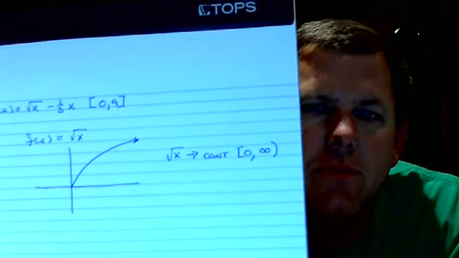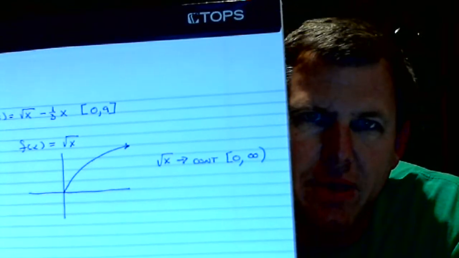So, the square root of x is continuous on the closed interval starting at 0 and going all the way to positive infinity. From the closed interval from 0 to positive infinity. So we have continuity from 0 to infinity for the square root of x.